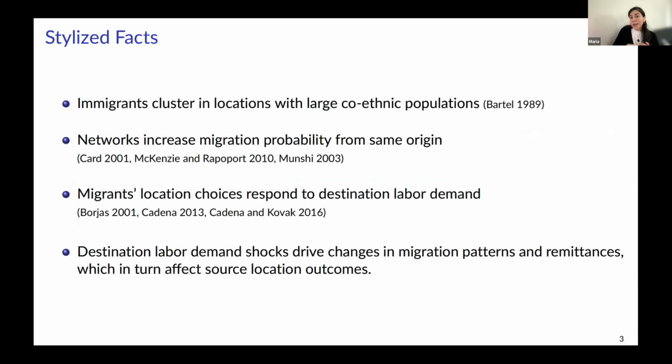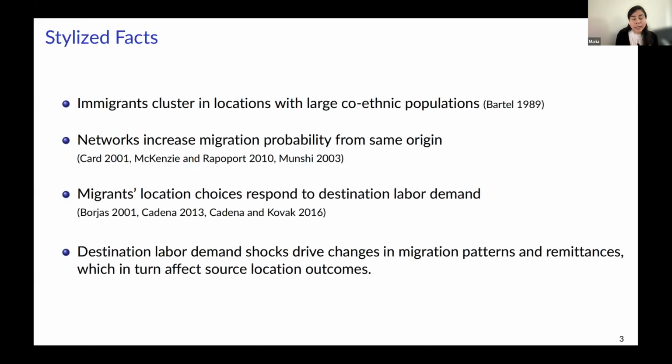Now, from the previous lectures and from the literature, we know that migrants tend to cluster in locations where there are large co-ethnic populations when they arrive to their destinations. And these clusters or networks that they create increase the migration probability from the same origin, as Kaivan was mentioning before, because they provide information, they help with the settlement process, and they provide job referrals.